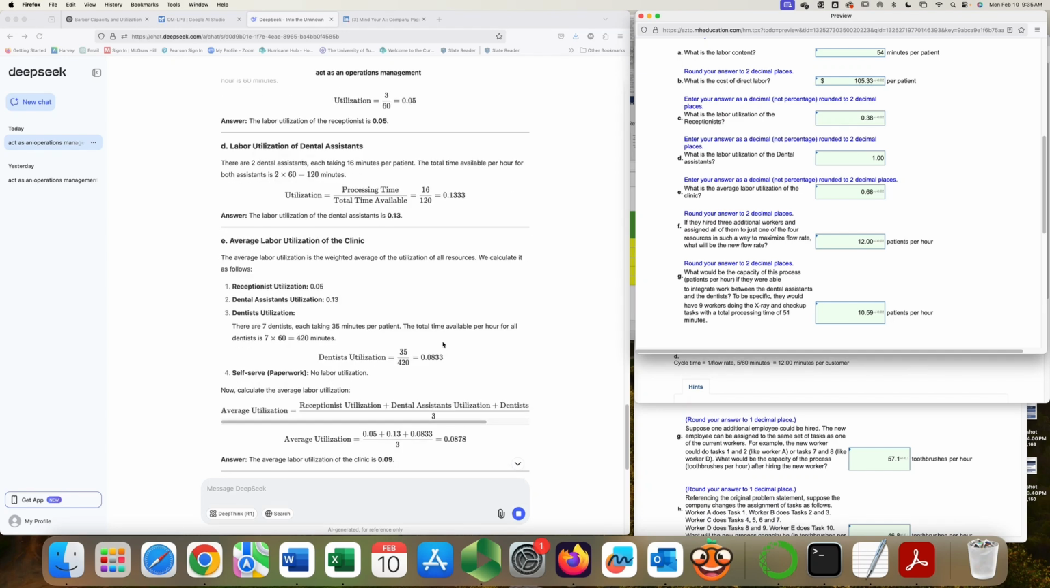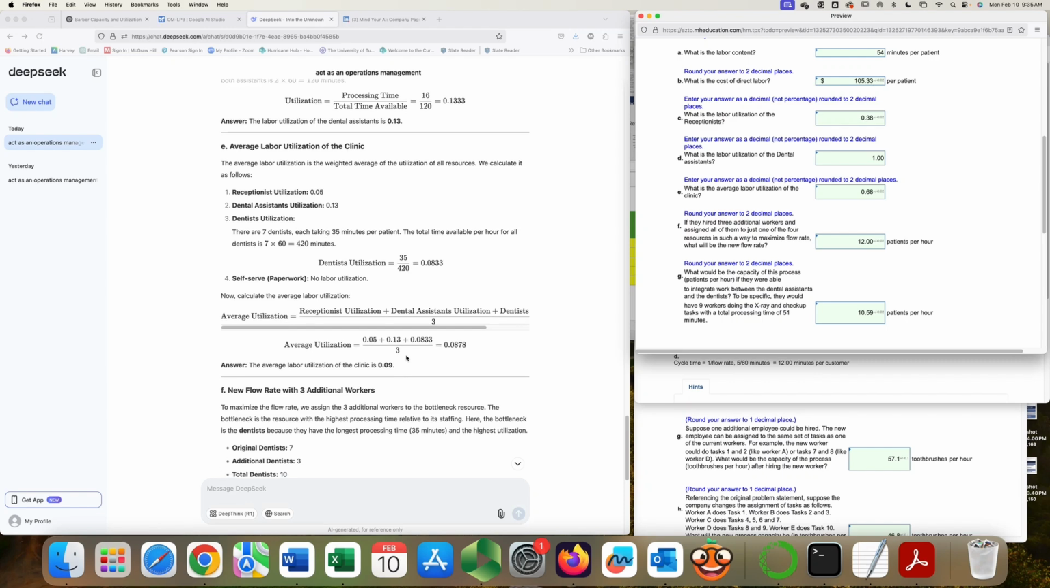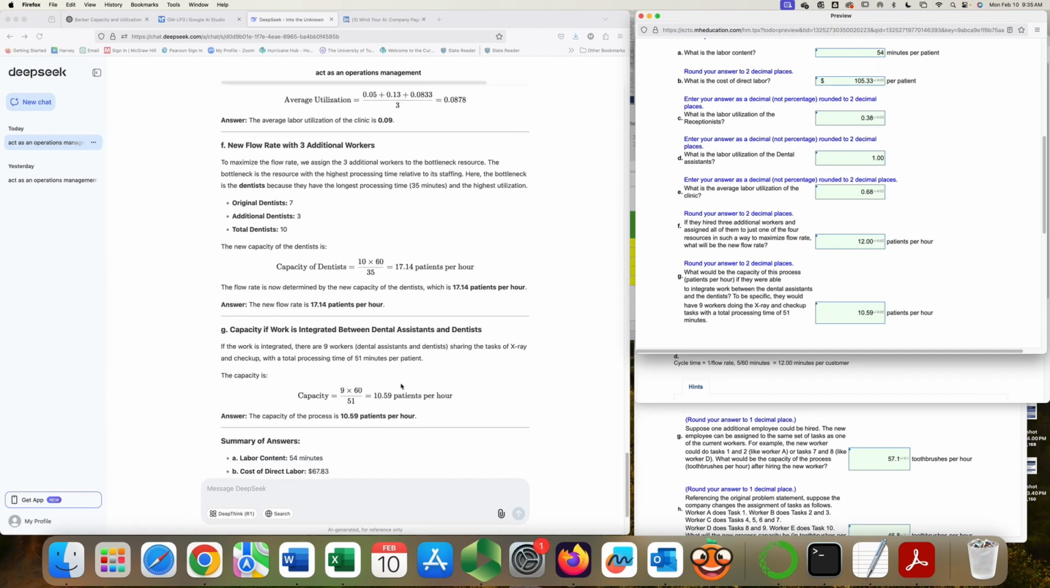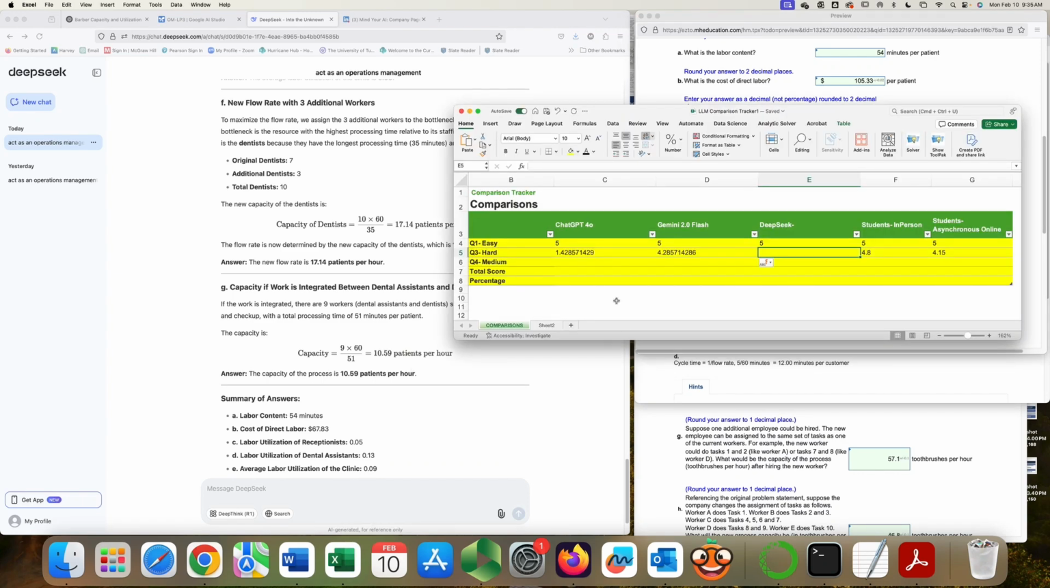Average labor utilization is incorrect, of course, when these are not correct. And then the new flow rate, 17.14, is incorrect, but the last one is correct. So we got the same result as ChatGPT, right? DeepSeek has really similar performance to ChatGPT. Okay, now let's move on to the last question.